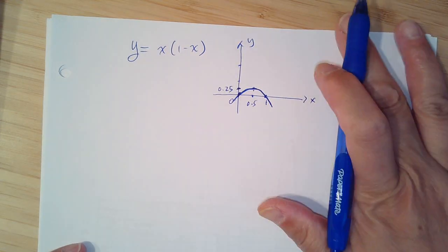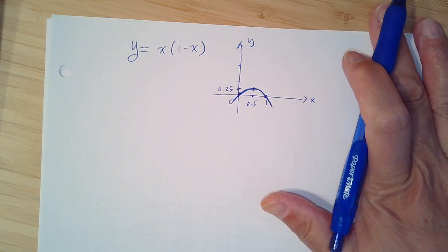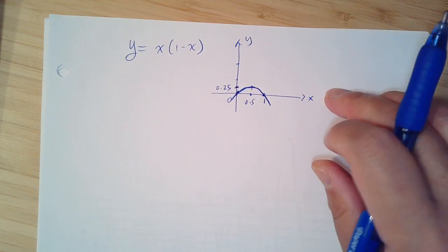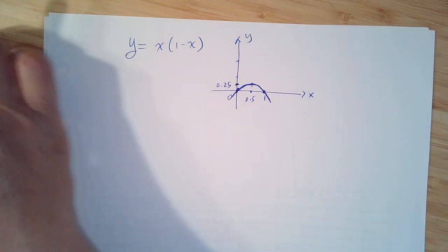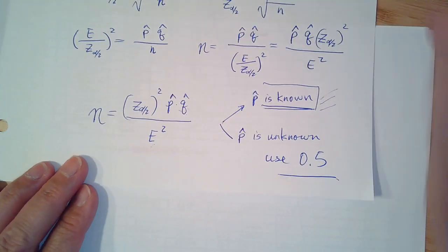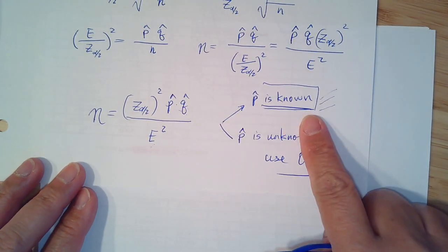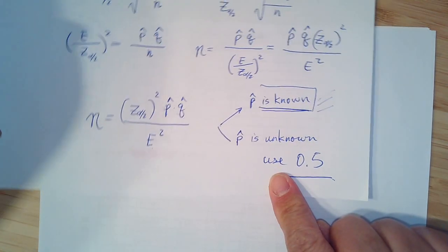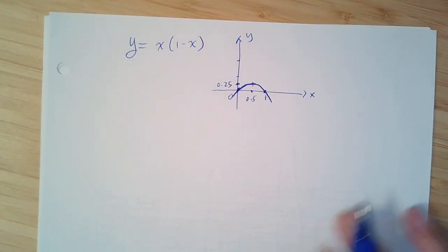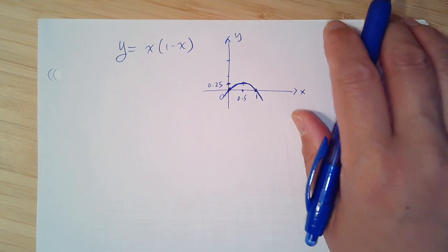This is a little extra. I don't ask you to prove that, but I hope you can remember this: if you know p-hat, use p-hat. If you don't know that, use 0.5 to be safe. Your sample size will be large enough.